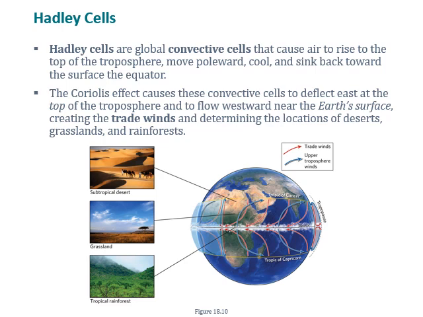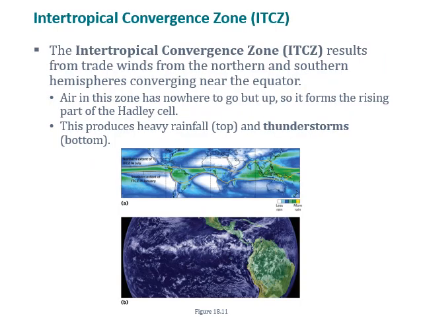The Coriolis effect causes these convective cells to deflect east at the top of the troposphere and to flow westward near Earth's surface, creating trade winds and determining the locations of deserts, grasslands, and forests. How does this happen exactly?